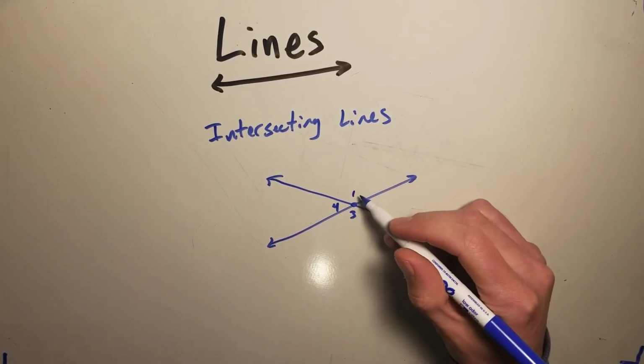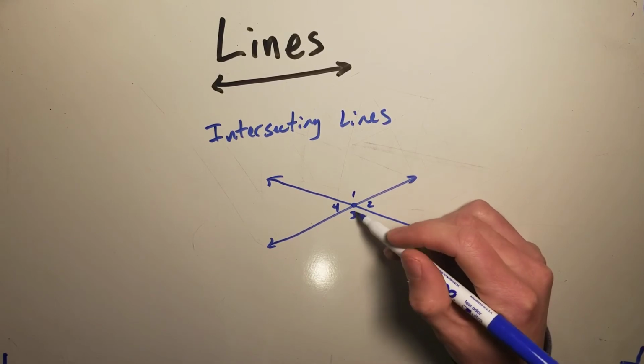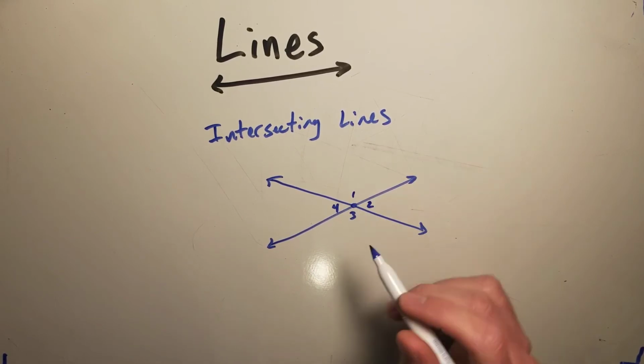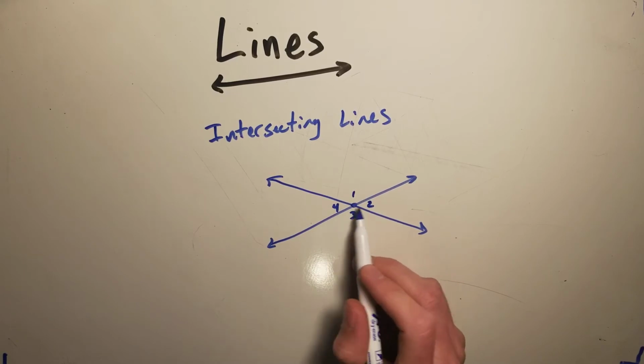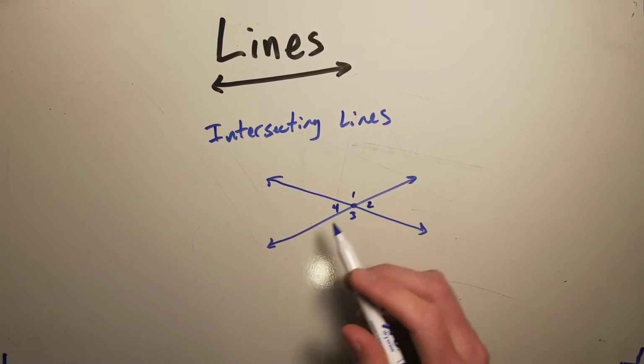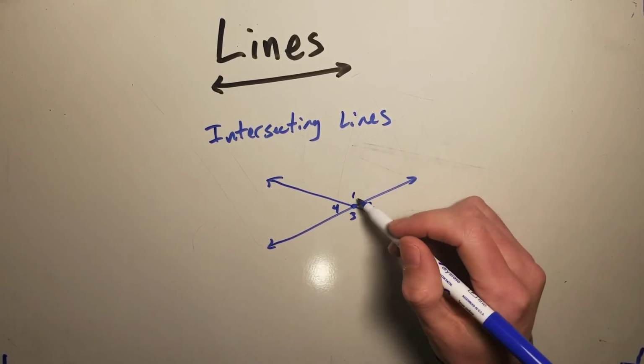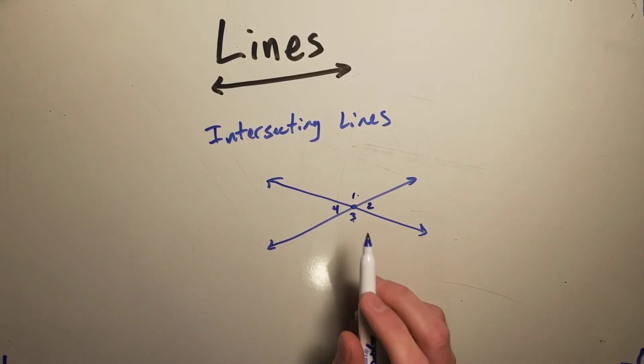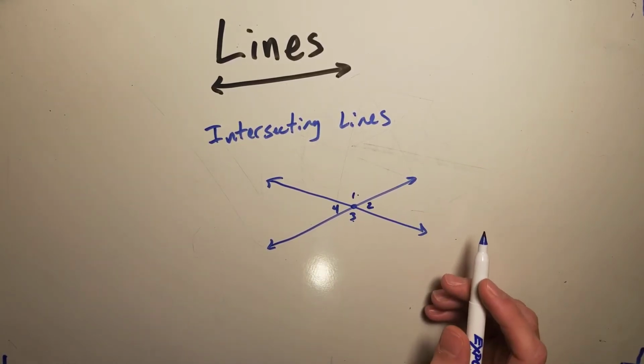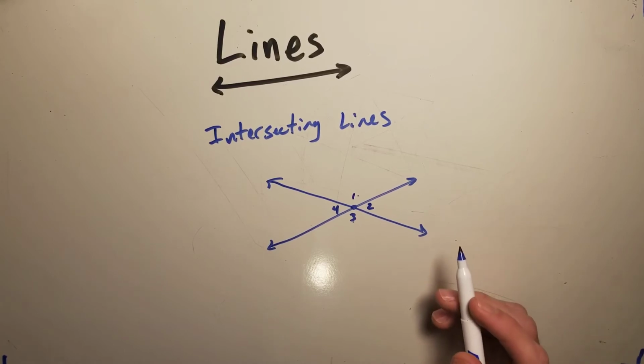Two of those angles will be a pair of vertical angles, like 1 and 3 are vertical angles, and 2 and 4 are vertical angles. So whenever two lines intersect, you're going to have two pairs of vertical angles. 1 and 3 are vertical, 2 and 4 are vertical. And you're also going to have supplementary angles.